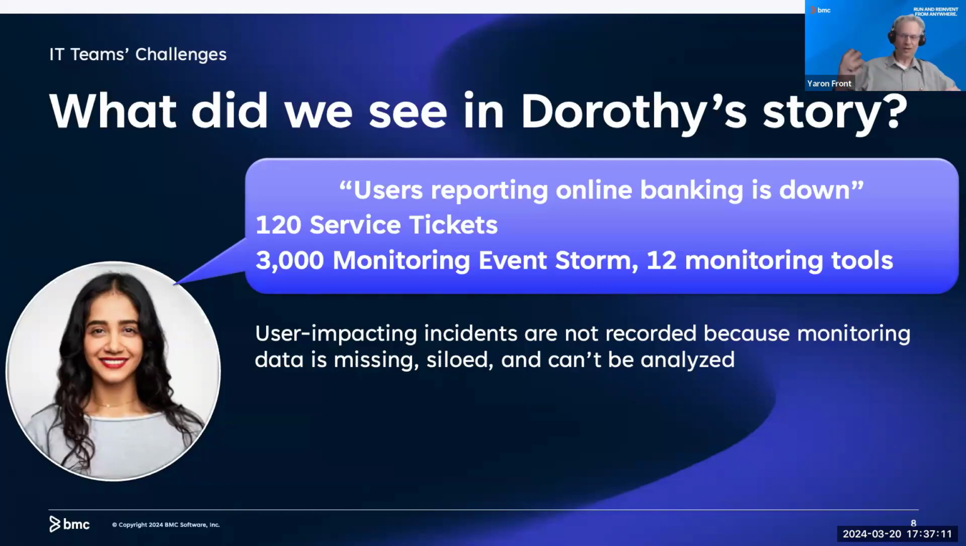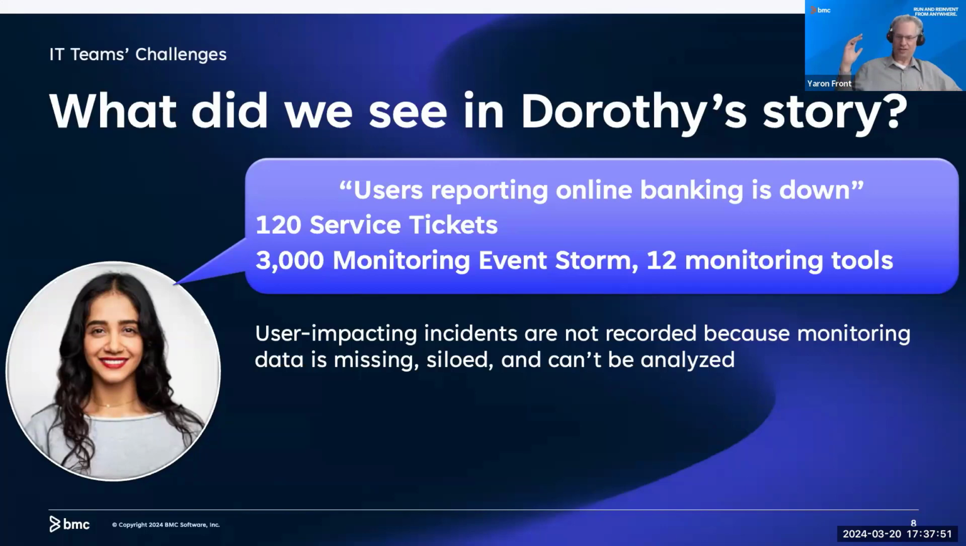So Dorothy is not being proactive, she's being reactive. She has somebody from the outside telling her that a service they want to use is now down. And another interesting thing about this is that from a user's perspective, they're looking at it as a service. For them, they don't know that Dorothy is managing servers and databases and networks and applications. No, for them, it's online banking. But for Dorothy and her team, they're managing infrastructure. They are managing applications and service and all of that.